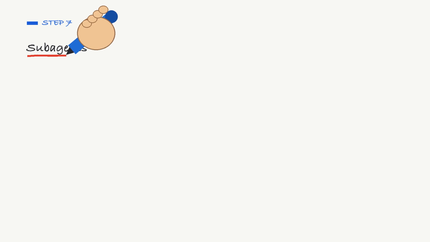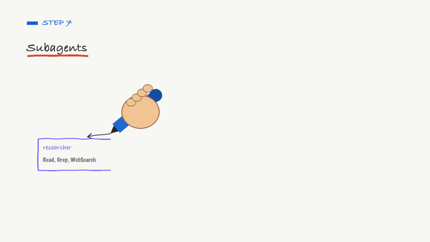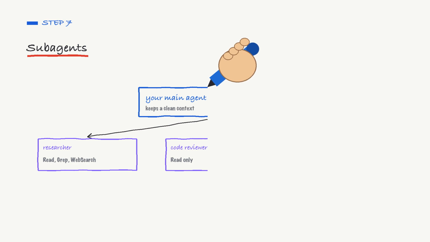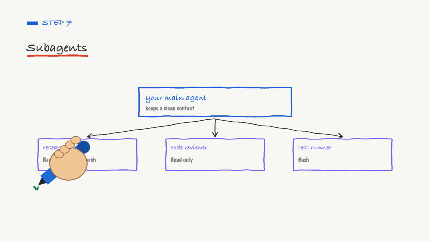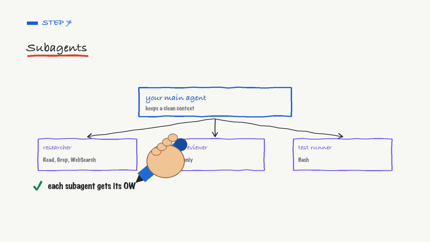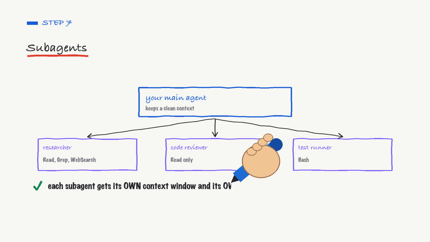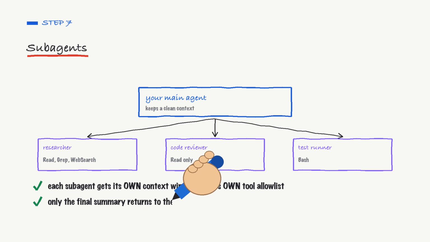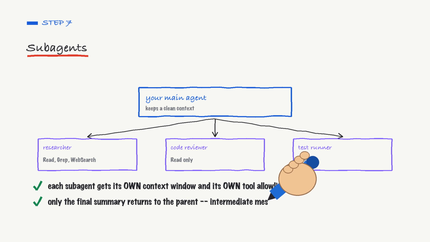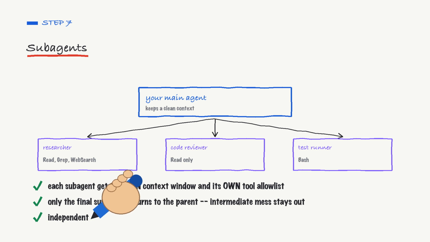Step 7. Subagents, the scaling trick. You define specialist agents, each with a description, its own system prompt, and, crucially, its own tool allow list. A researcher that can read and search, a code reviewer that is read-only, a test runner that only gets bash. The main agent delegates to them. Each runs in its own context window, and only the final summary returns to the parent, so intermediate mess never pollutes the main conversation. Independent subagents even run in parallel. It's how one agent becomes a team.